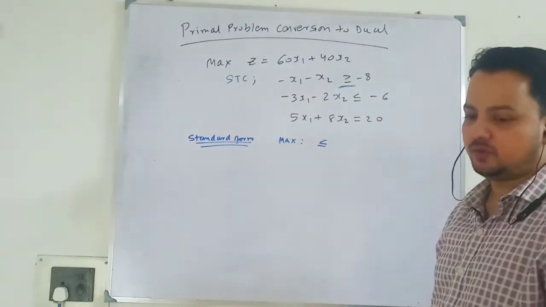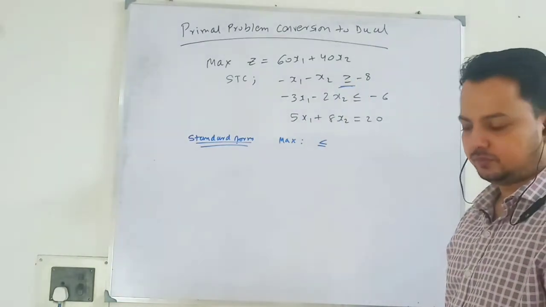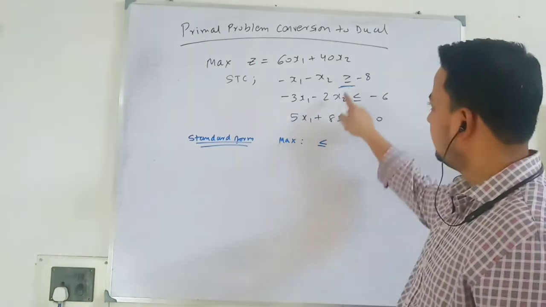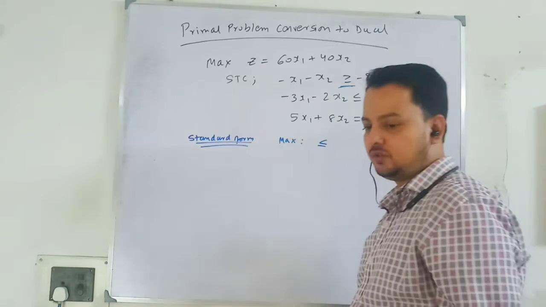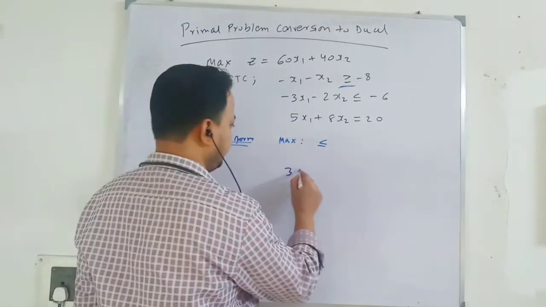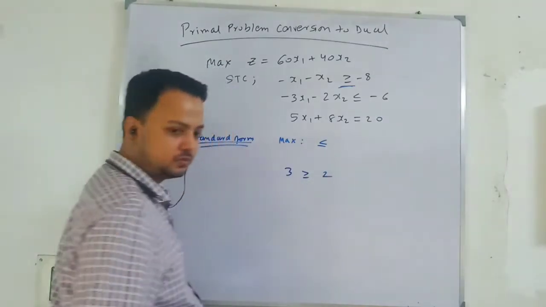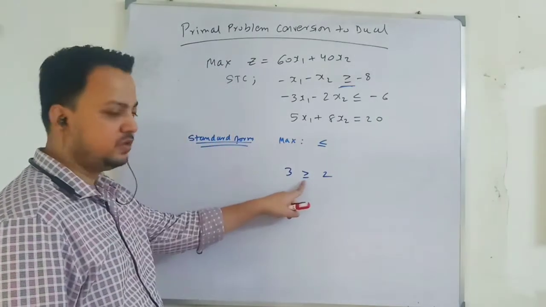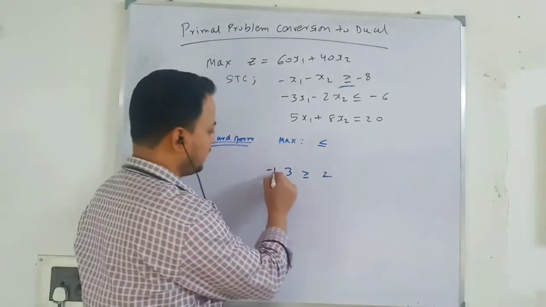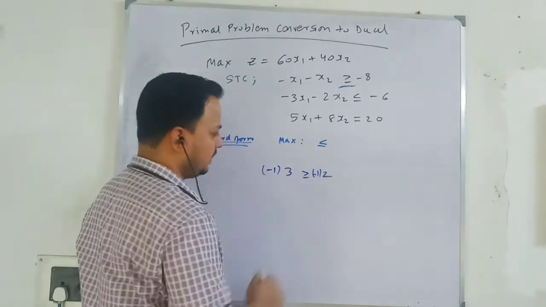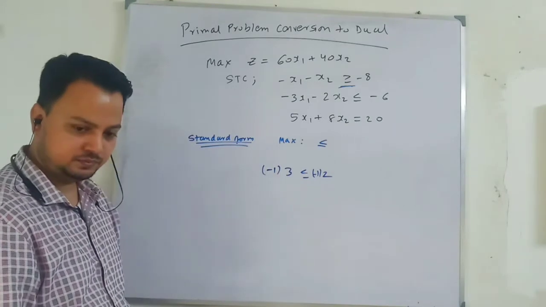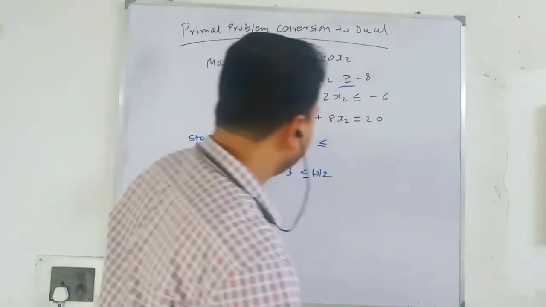I want to make this less than equal to. This is greater than equal to. I want to make it less than equal to. What should I do? 3 is greater than equal to 2. Okay. I want to make this less than equal to sign. What should I do? -1. Right? And this sign will become less than equal to. Clear? Okay, then do it.